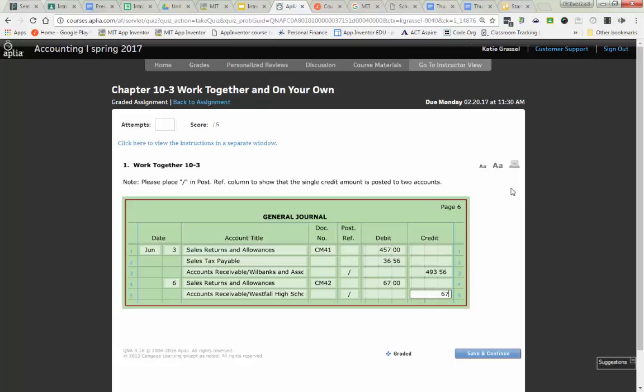Just realized I have that set as graded. I don't really mean to have that set as graded. I will change that in just a moment. Go ahead and save and continue on that.